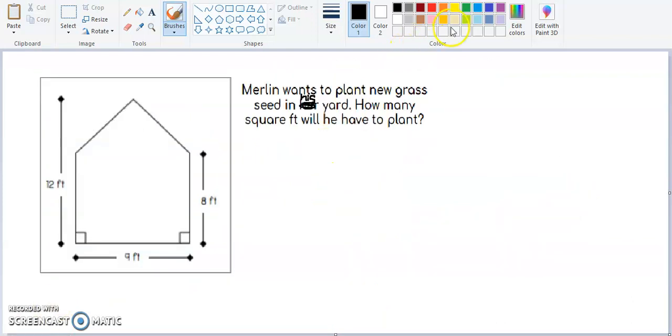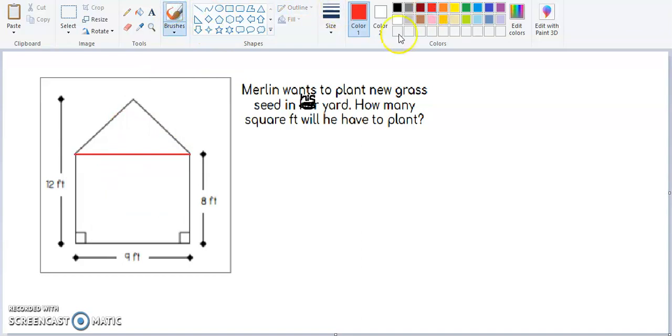All right, and now we're on to our third problem. This time, Merlyn wants to plant new grass seed in his yard. How many square feet will he have to plant? So again, we have to find the area of this figure, this composite shape. Okay? I'm going to again split it using my red line. Now, there are other ways to do it. This is just, I think, the easiest way. So now I have a triangle and a rectangle.